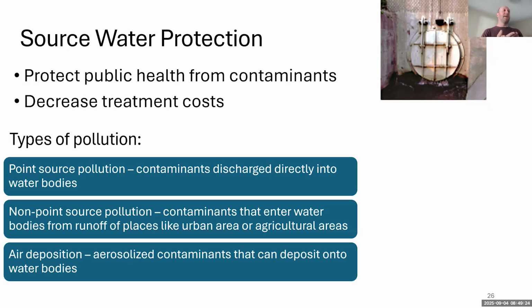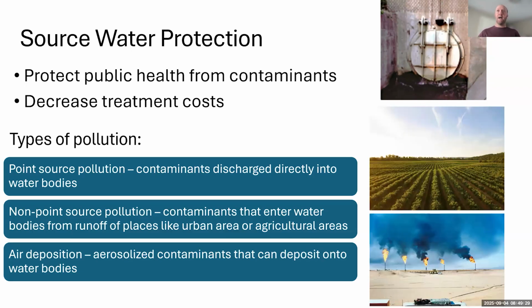And then lastly, air deposition. This is aerosolized contaminants, things that are in the air that are put there for various reasons. Sometimes things like this in this picture over here. There's all this smoke. All that smoke is something, and it's going to fall back onto the earth somewhere. And so sometimes it can deposit into water bodies, and we of course don't want that.